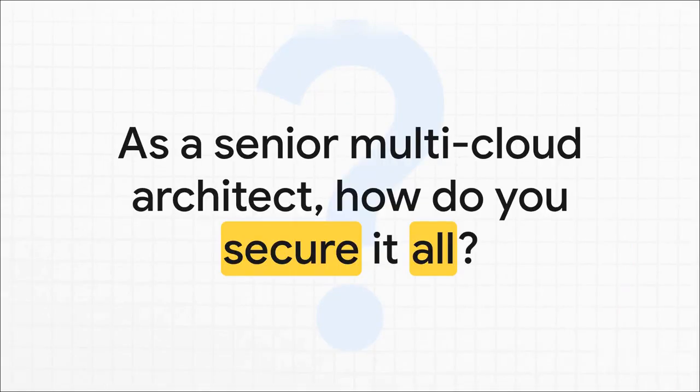Okay, put yourself in the driver's seat. You are the architect. You've got mission-critical apps running on AWS, Azure, and GCP. Each one speaks its own security language, has its own quirks, its own rulebook. It's like you're trying to build a single, impenetrable fortress across 3 completely different kingdoms. So the big question is, how do you make sure there are no gaps in the walls?